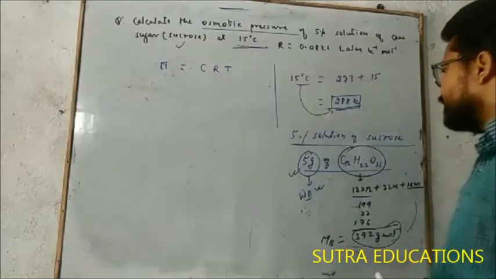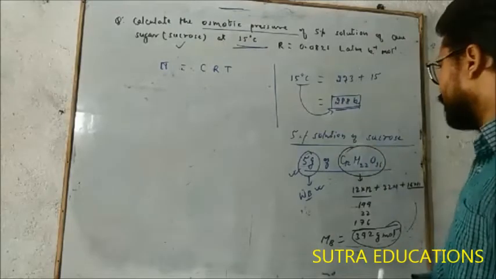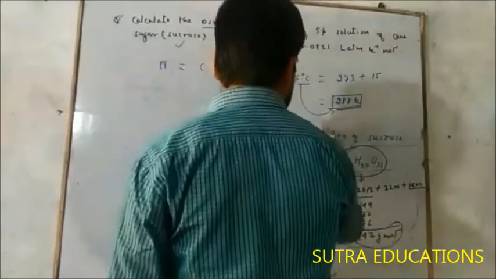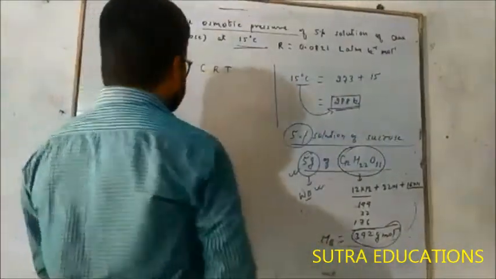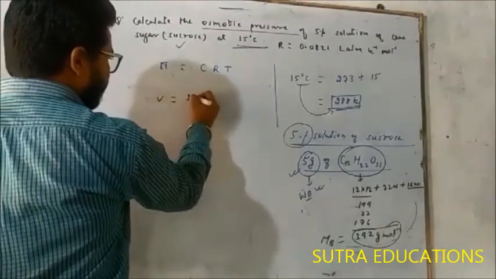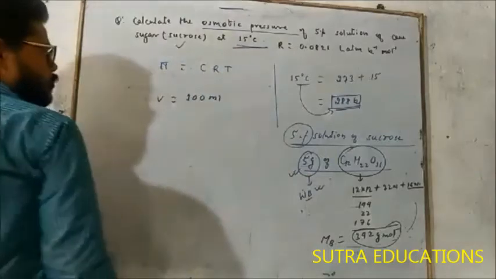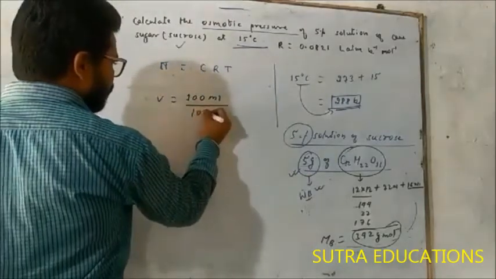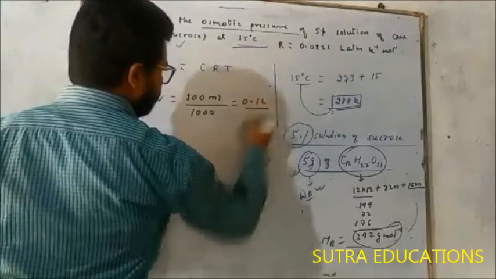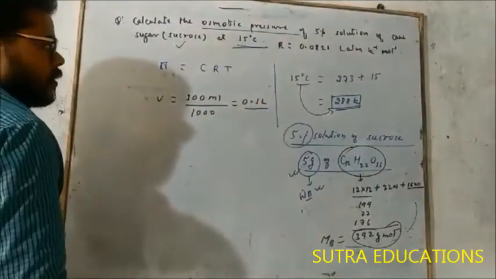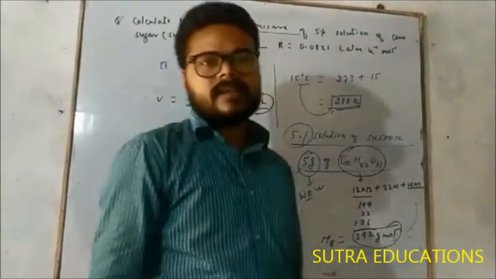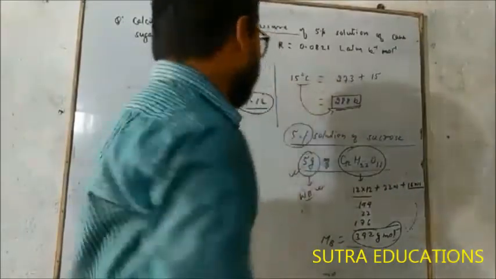So 5% means 5 gram in 100 ml. In 100 ml means the volume of solution is 100 ml, so in liter it will be 0.1 liter. Getting this? Because we have to convert volume into liter, as we are going to calculate molarity first. Now come to the calculation.